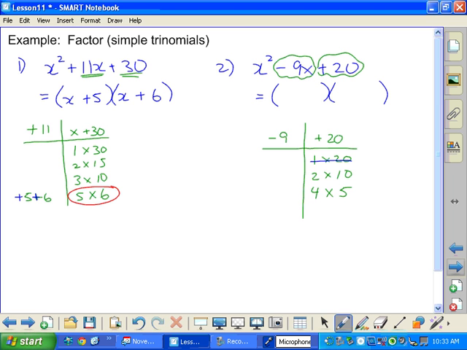2 and 10, that would give me either 12 or I could get it down to a -8, but I can't get it down to a -9. 4 and 5, I know 4 plus 5 is 9, so if I have -4 minus 5, it would work. Once you figure out the sign combination, those are the exact signs that get put in the brackets.